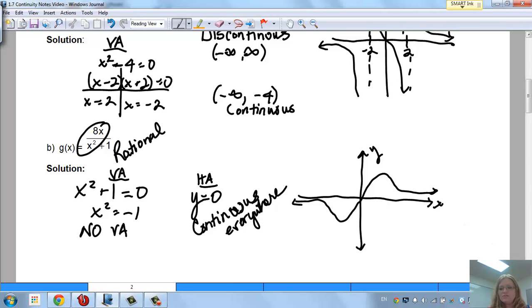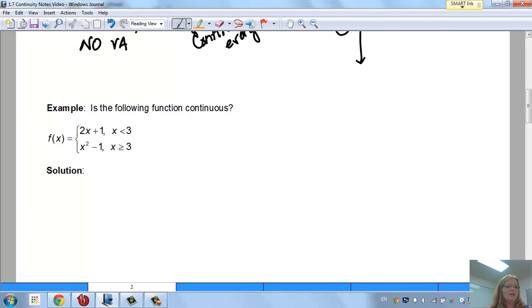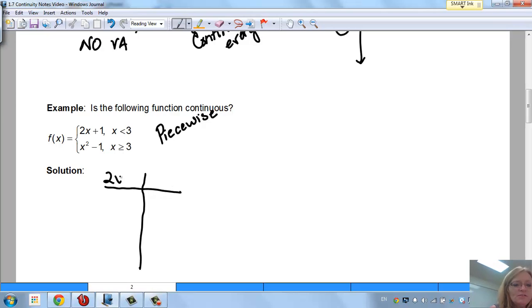Now the next function I'm going to show you, I hope you recognize. Is this function continuous? This is a piecewise function, and we've done a lot with piecewise. We want to see if there's any holes or breaks in it. So basically what I had you do was to see when we graph this. Here this piece is 2x plus 1, this piece is x squared minus 1, and the break is at 3.